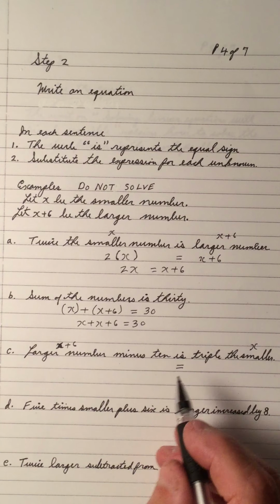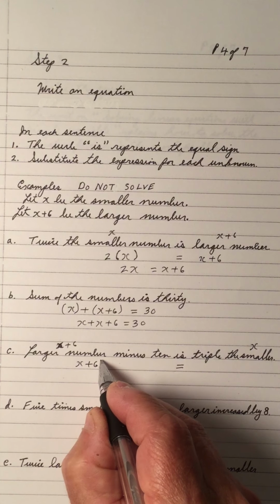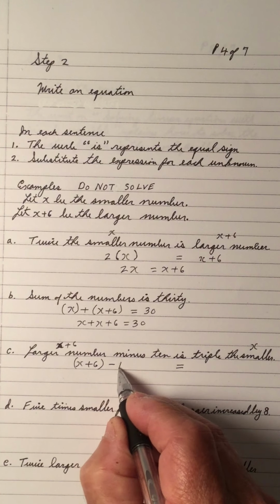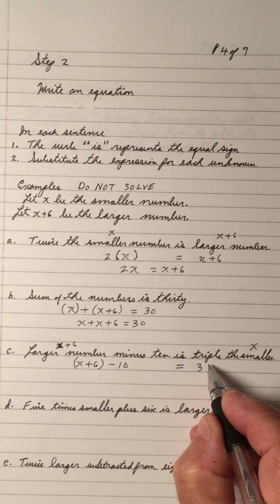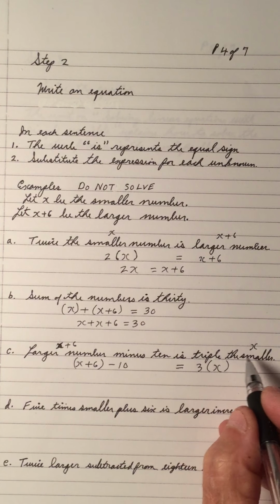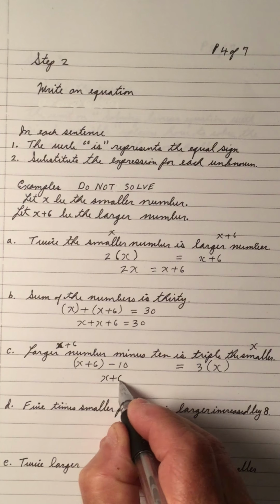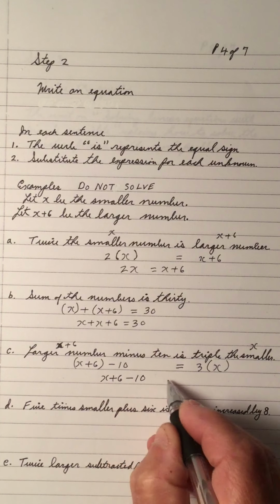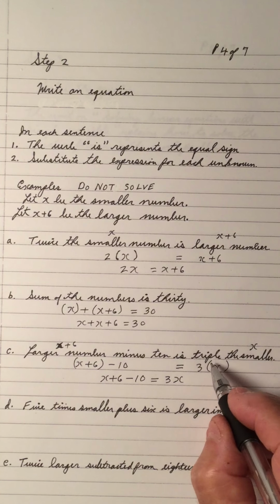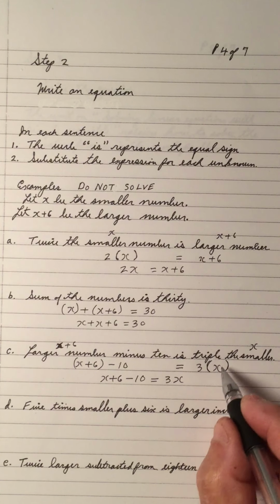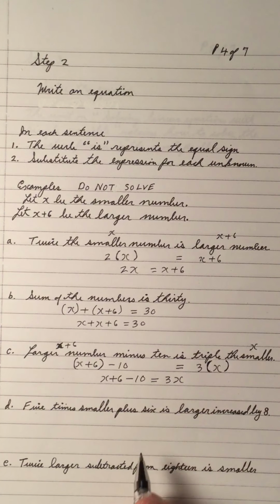Now let's write out the equation. The larger number minus 10, so the larger number is x plus 6, I'm going to put it in brackets, minus the 10, is the equal sign, triple the smaller. So triple is 3 times the smaller. I'm putting the multiplication in a bracket, but I don't have to. I could write down x plus 6, the larger number, minus 10 is 3 times the smaller, without the brackets. I'm only putting brackets in to show you that there's a multiplication going on, that's the larger number and that's the smaller number.